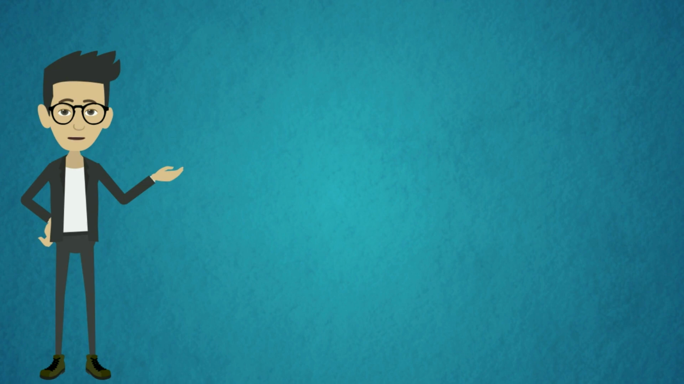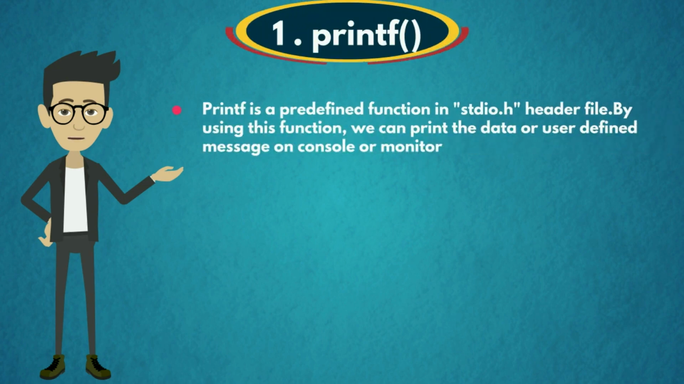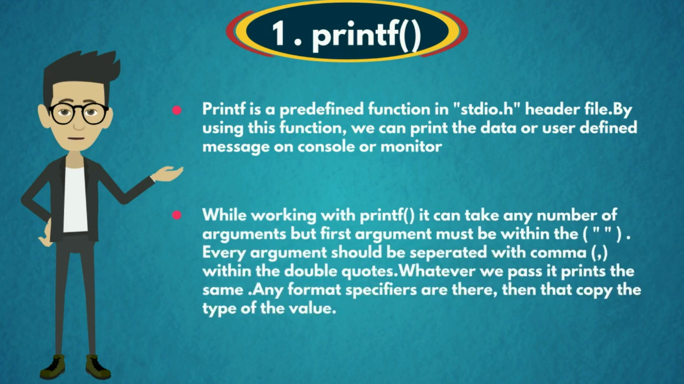The first IO function is the printf. Printf is a predefined function in stdio.h header file. By using this function, we can print the data or user-defined message on console or monitor. While working with printf, it can take any number of arguments, but the first argument must be within the double quotation. Every argument should be separated with a comma within the double quotes. Whatever we pass, it prints the same. If any format specifiers are there, then they copy the type of the value.